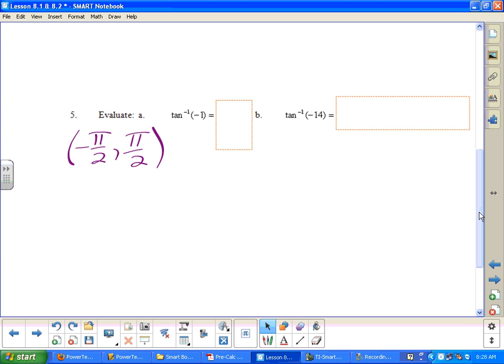Okay? Number 5, inverse tangent. Inverse tangent is between negative pi over 2 and pi over 2. Okay, so when does tangent equal negative 1 on the right-hand side of the unit circle? Where at, Megan? Okay, but 7 pi over 4 is not between negative pi over 2 and pi over 2, is it? So what would it be instead of 7 pi over 4?